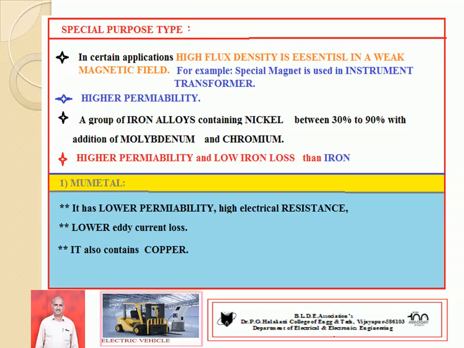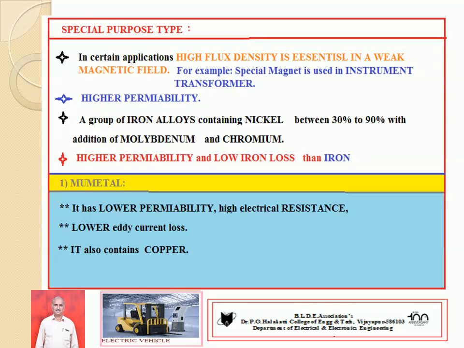Hence, in this manner we have to go for particular material selection, or we have to go for selection of alloys. In certain applications, high flux density is essential, but in a weak magnetic field. For example, for such types of applications, special magnets are used in instrument transformers. These possess higher values of permeability.